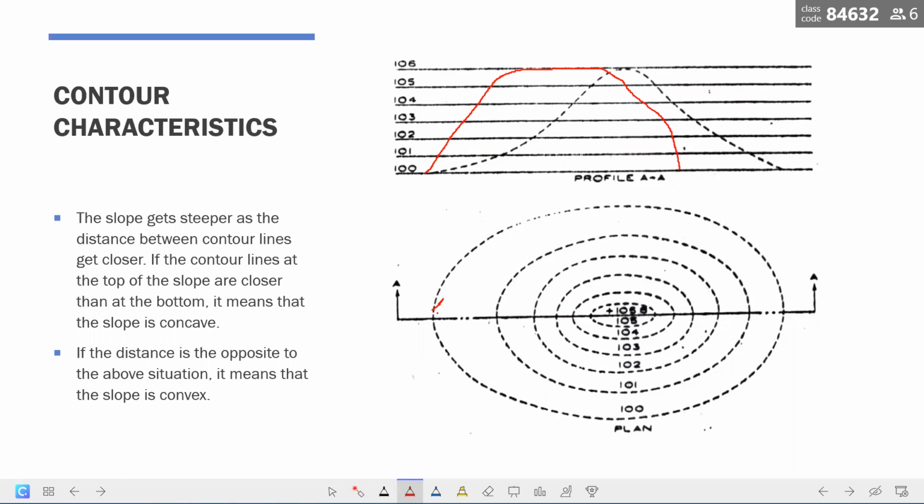Again, there is a significant amount of distance between the two contour lines, but mind you that the elevation intervals remain the same. So 1 meter: 100, 101, 102, and so on. But the difference is in the distance between the lines. And here, the distance is significantly shorter than it is at the bottom. So this is the contours profile.